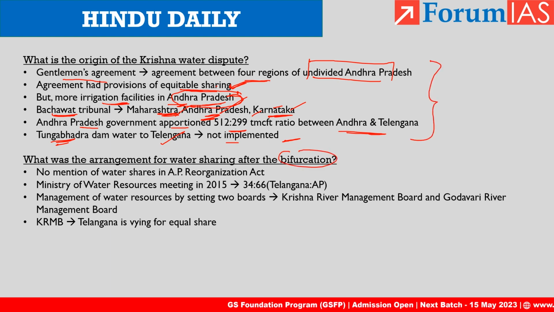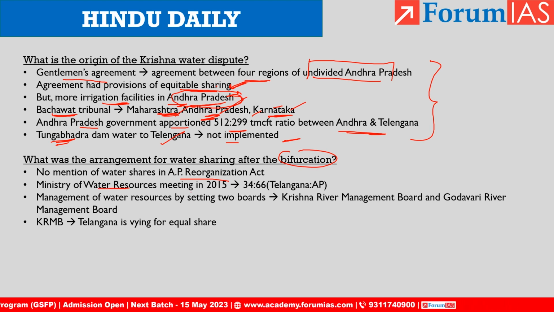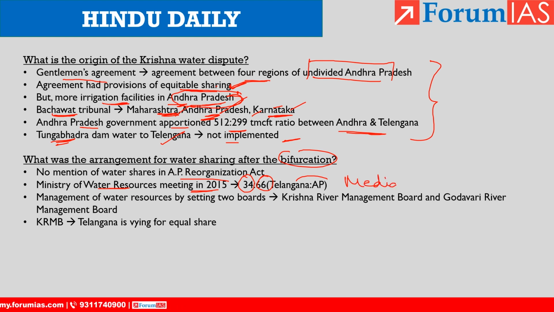So, the AP Reorganization Act doesn't have any provision, that is, it doesn't talk about water shares. So, the Ministry of Water Resource Development had a meeting in 2015 and they apportioned the share of 34:66 between Telangana and AP. So, basically we can call this a mediation by the central government, and this was decided by the Central Ministry of Water Resources.